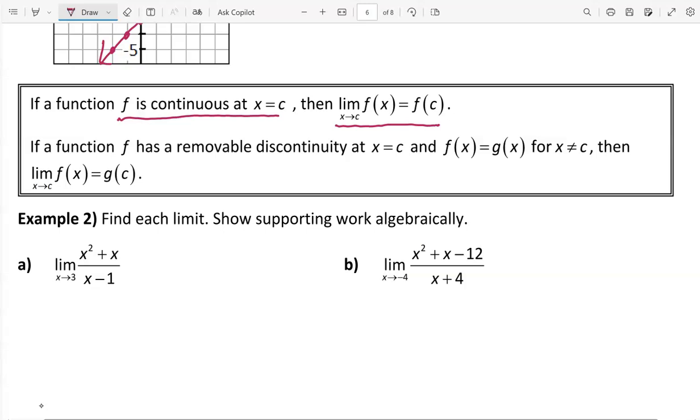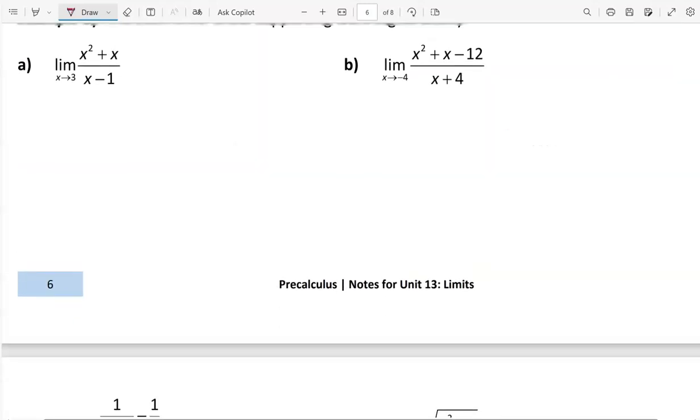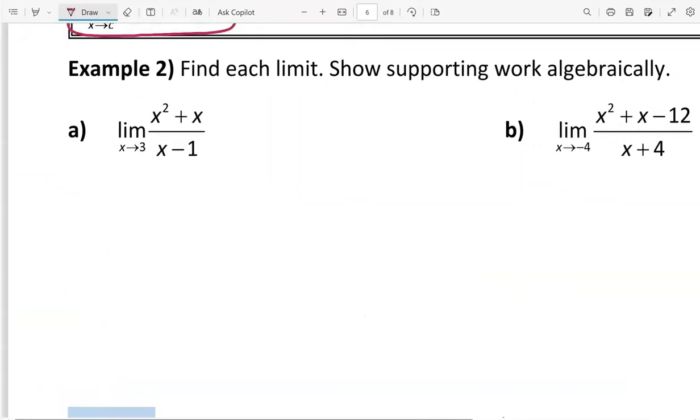If a function has a removable discontinuity at a value, and that function f of x can be simplified to a function g of x for x not equal to that value, then the limit of the function f as x approaches c and the limit as the function g approaches c are the same, and those values are the function value of g. That's a lot of words. Let's see what that means in practice.